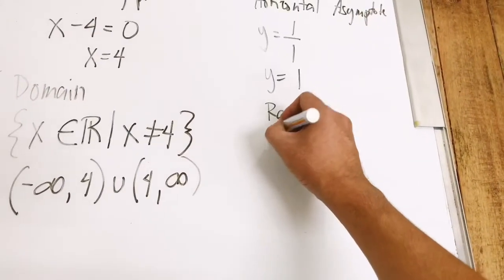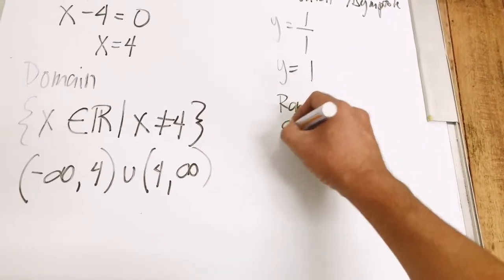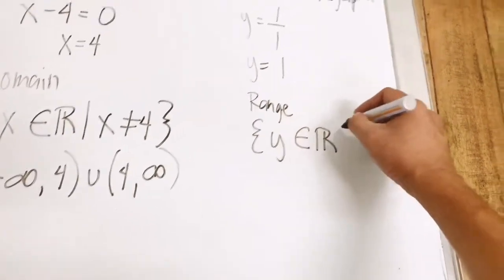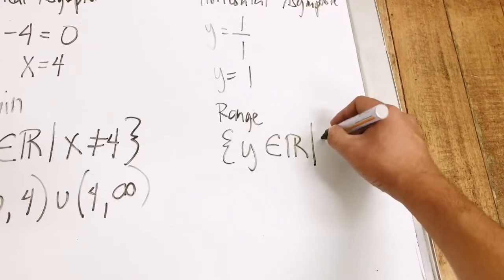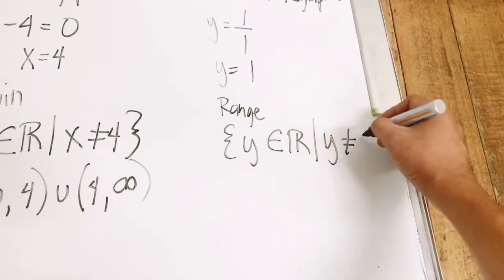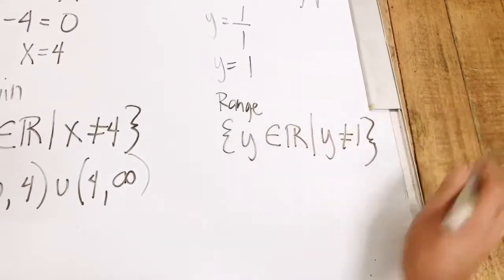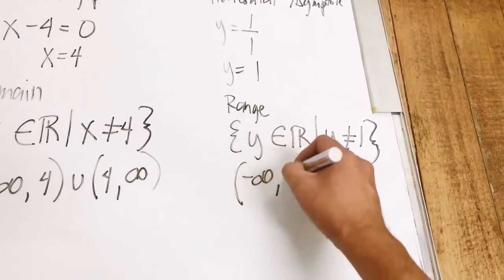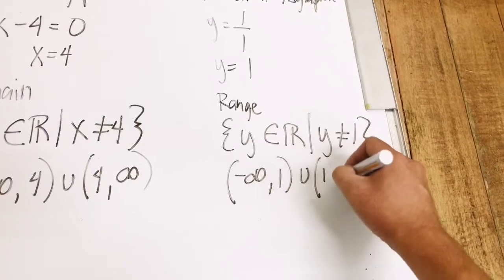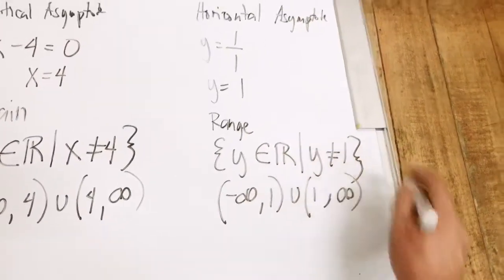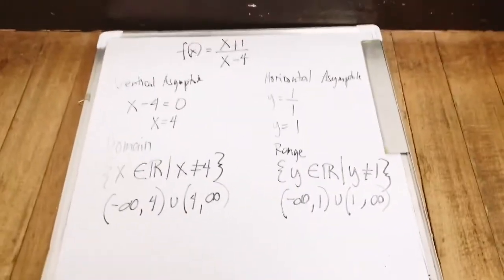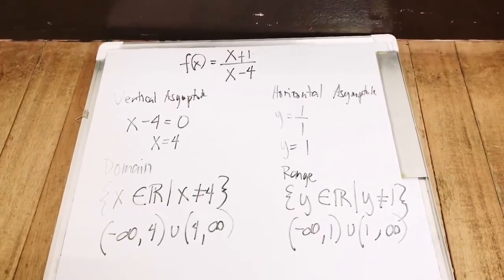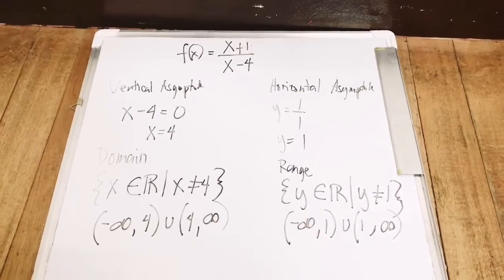So we have y is an element of a real number such that every value of y is not equal to 1. We can also use interval form. We have negative infinity to 1, union of 1 to positive infinity. Okay? So we have 4 items already. Let's proceed now to the x and y intercept.